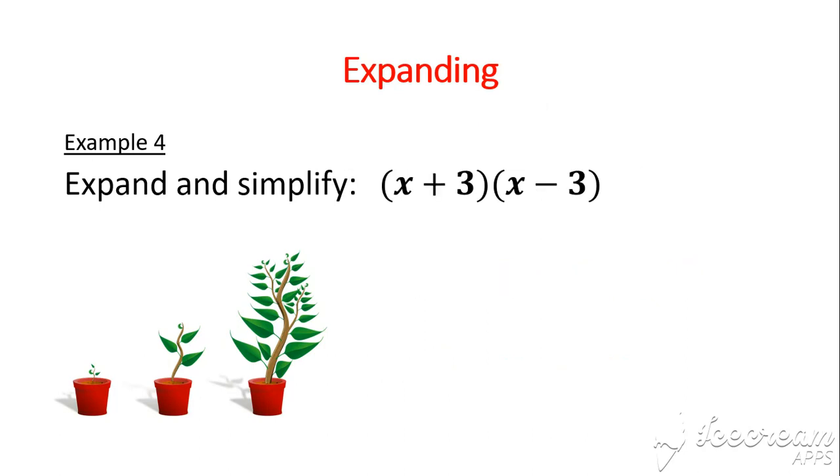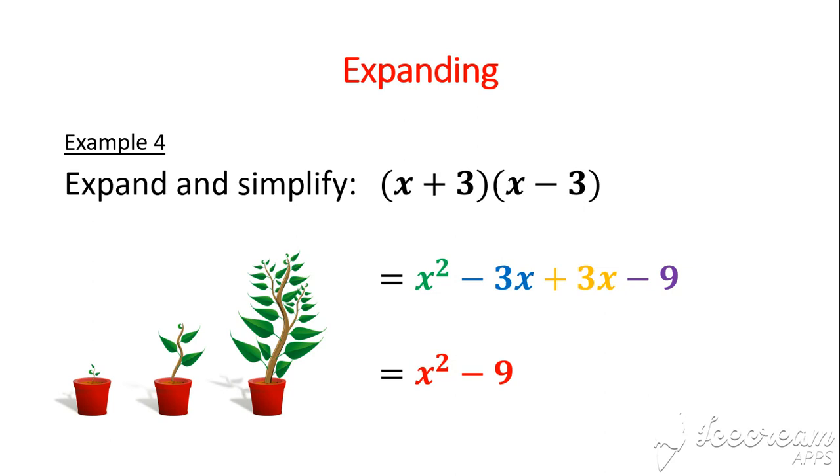Right, our last example, expand and simplify this function: x plus 3 times x minus 3. So x times x is x squared, x times minus 3 is minus 3x, x times plus 3 is plus 3x, and plus 3 times a minus 3 makes minus 9. Now the minus 3x plus the 3x add to 0, so we're left with x squared minus 9. There's nothing in the middle because they add to 0.